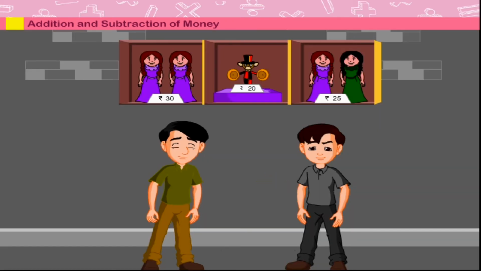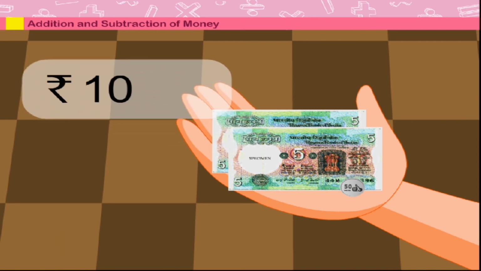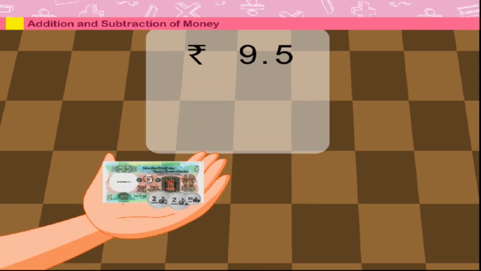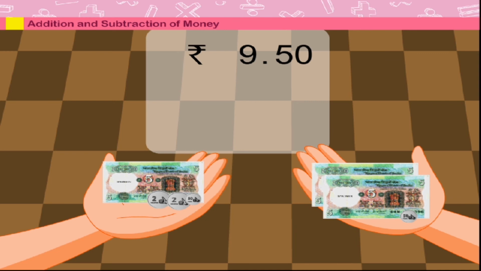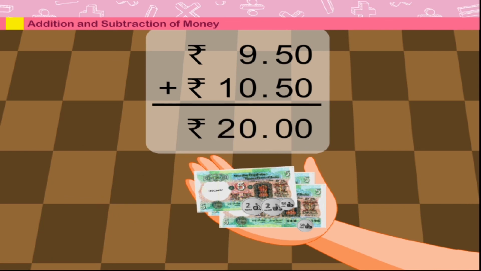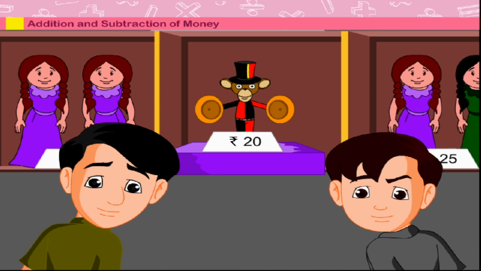He asked Piyush if he has some money in his pocket. Piyush counts his money, which is 10 rupees and 50 paise. After adding 9 rupees and 50 paise with 10 rupees and 50 paise, they got 20 rupees and 0 paise. Both the brothers are happy now as they can buy that toy.